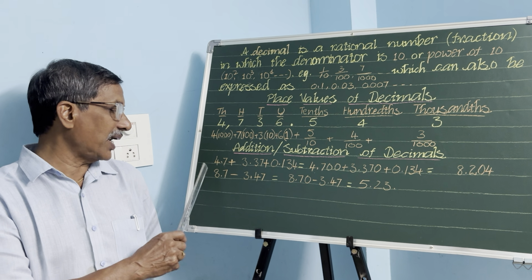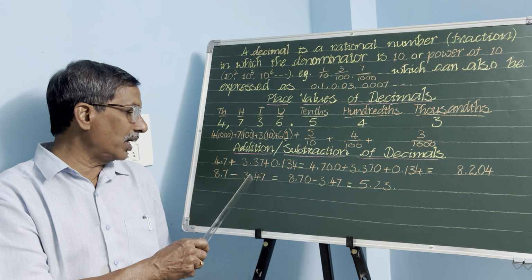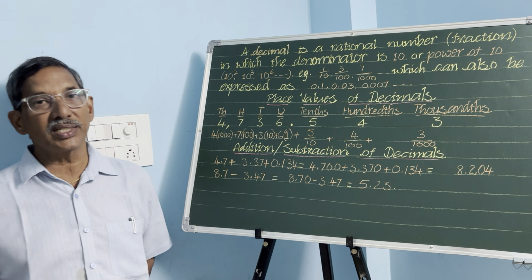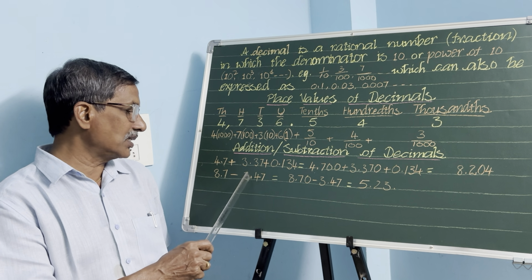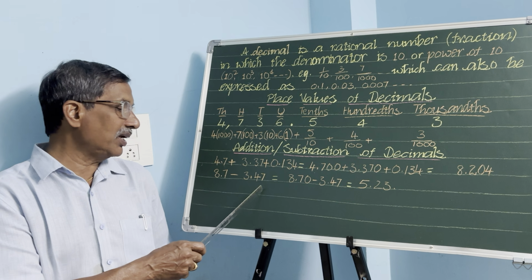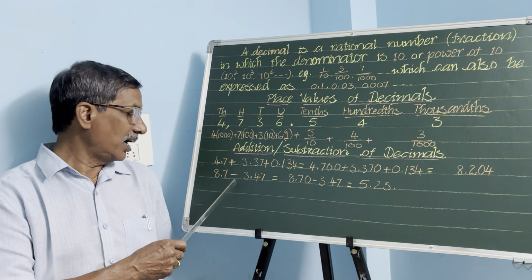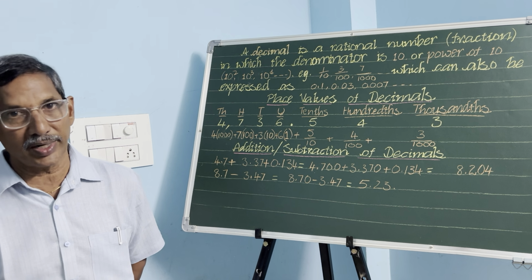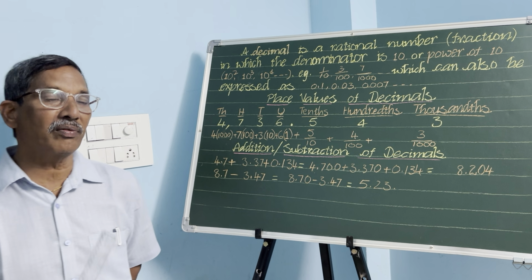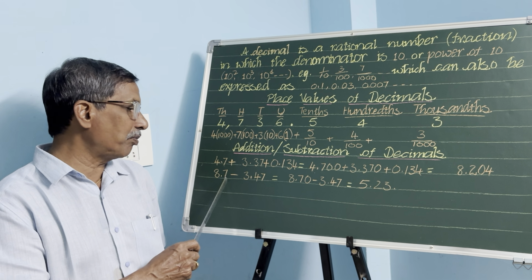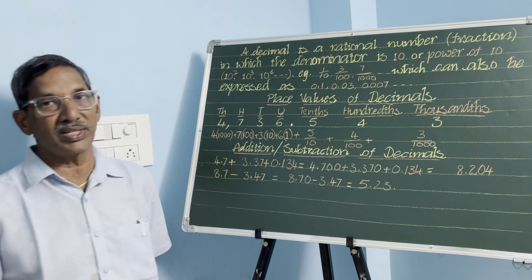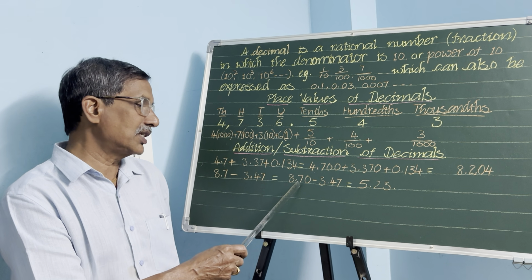So let us come to the subtraction of decimal numbers. We have to subtract 3.47 from 8.7. Here we have 2 decimal places, and here we have only 1 decimal place. So to equalize the number of decimals, we write 8.7 as 8.70, 8.70 minus 3.47.